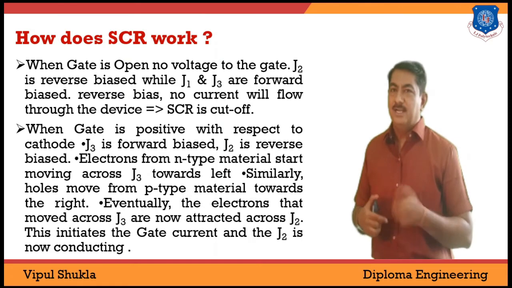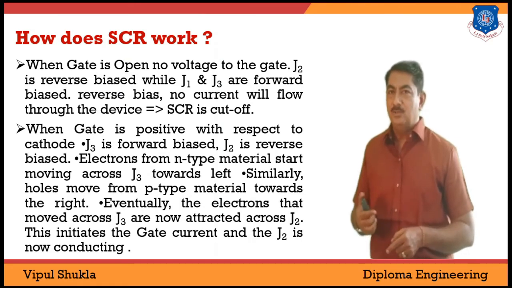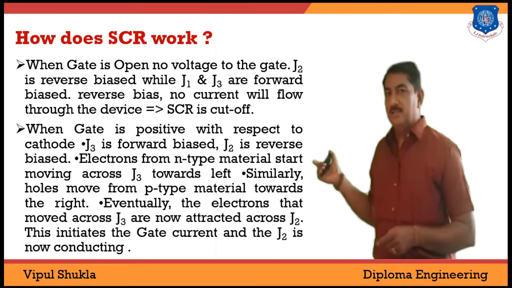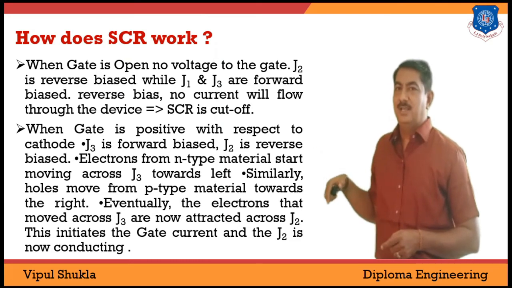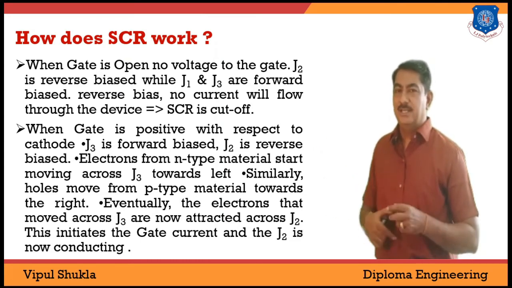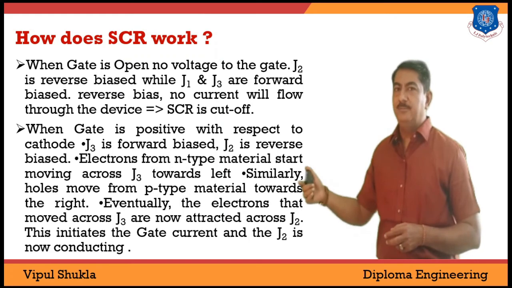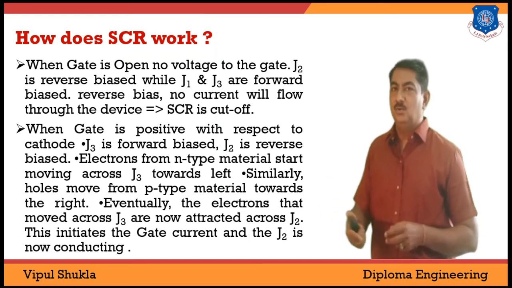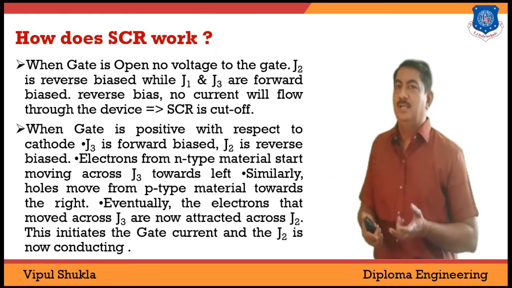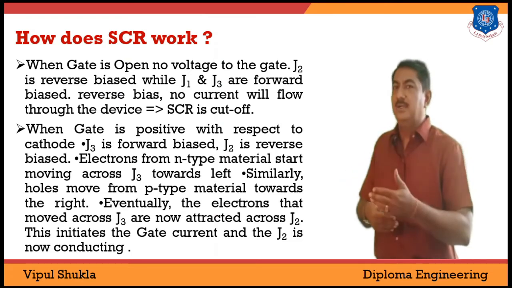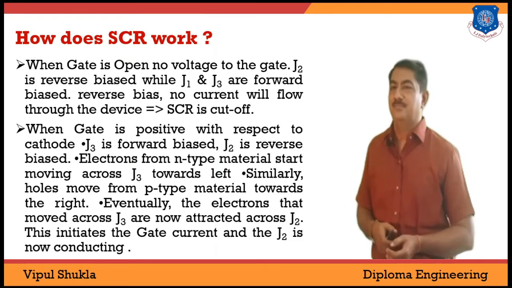Now second condition, when gate is positive with respect to cathode, at that time J3 is forward biased while J2 is reverse biased. So electrons can easily flow from N-type material, start moving across J3 towards the left side. Similarly, holes can move from P-type material towards the N-type.